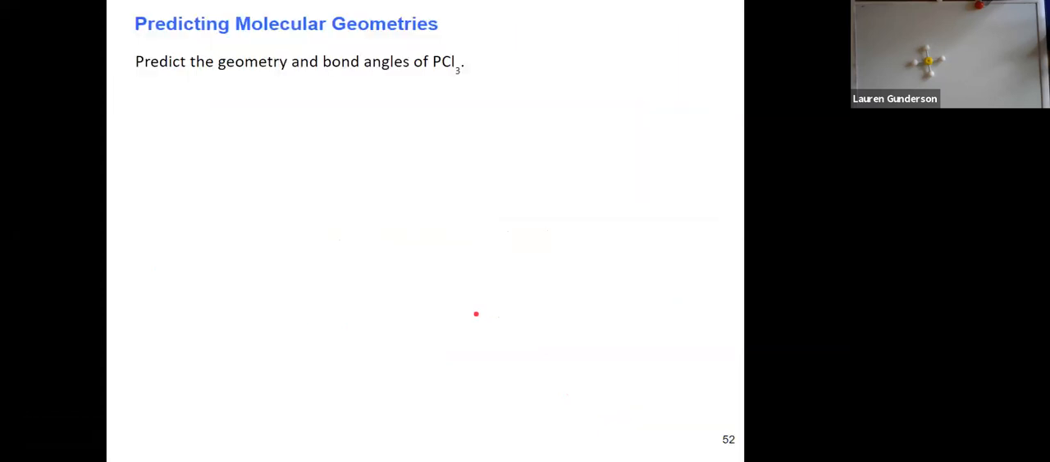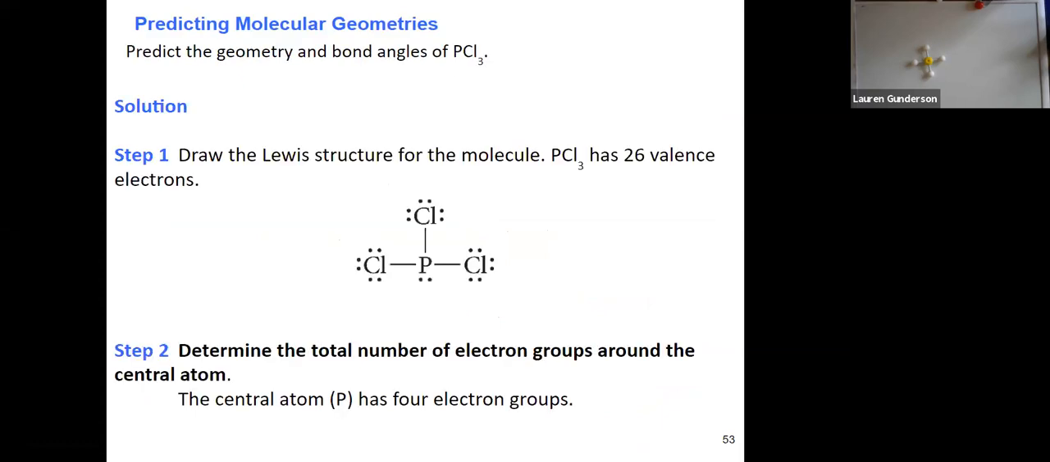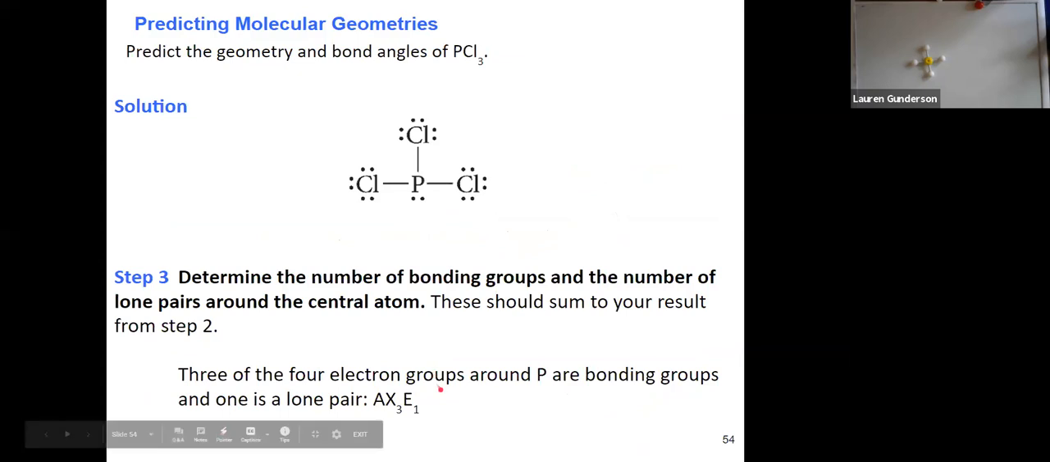Okay, let's predict the geometry and bond angles of PCl3. So step 1, we're going to draw out the Lewis structure for the molecule. PCl3 has 26 valence electrons, so it ends up with 4 electron groups around the central atom, 3 bonding groups, 1 lone pair. That means it is an AX3E1 molecule.